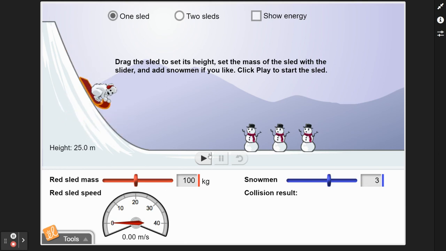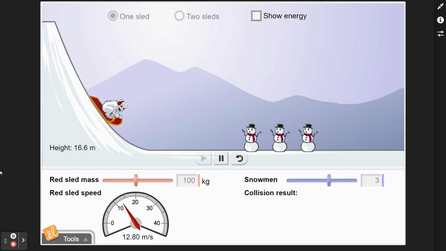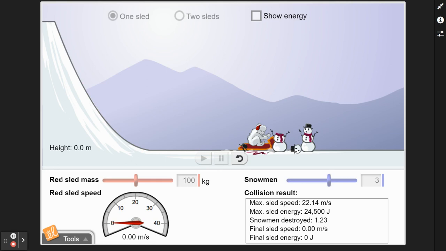Now, anytime that you hit play, the Yeti is going to slide down from its current spot. It's going to crash into something. You can see here's your speedometer. This will calculate speed automatically for you. And then once the Yeti touches the snowman, it's going to give you how fast the sled went, which is 22.14 meters a second.